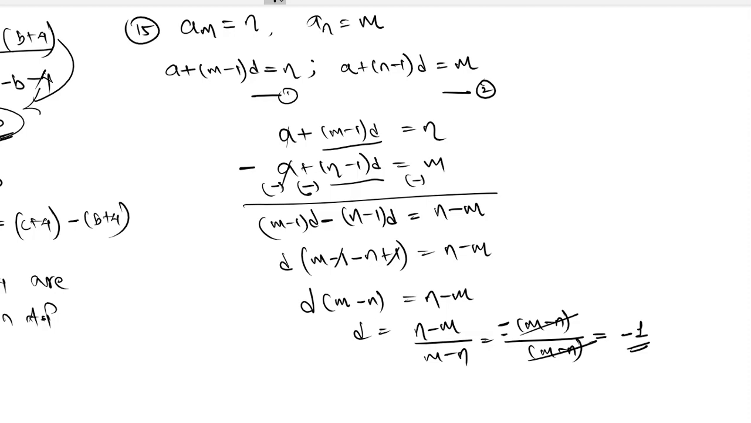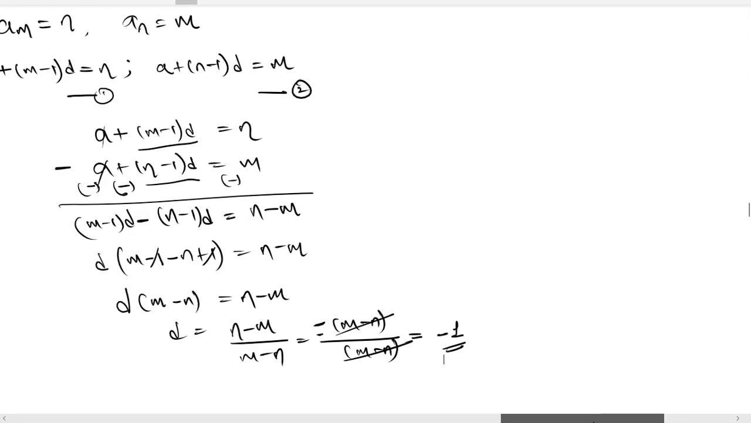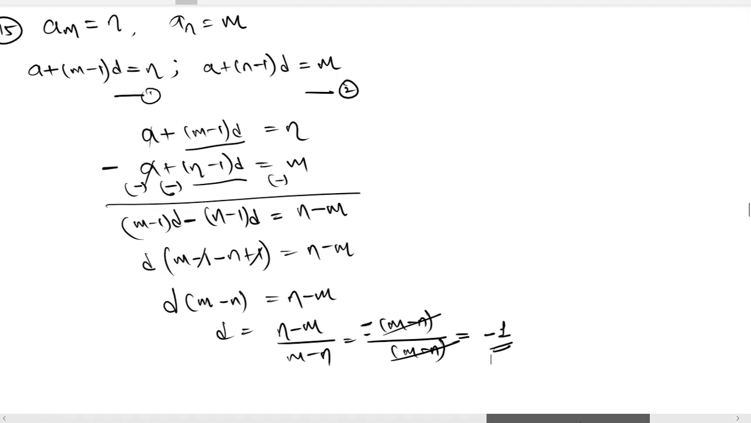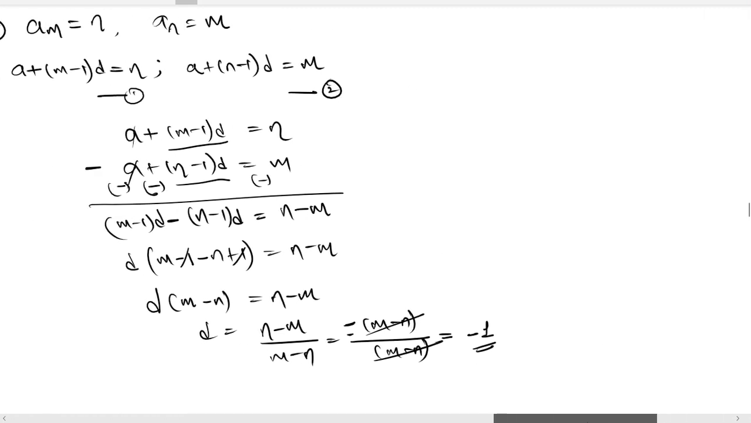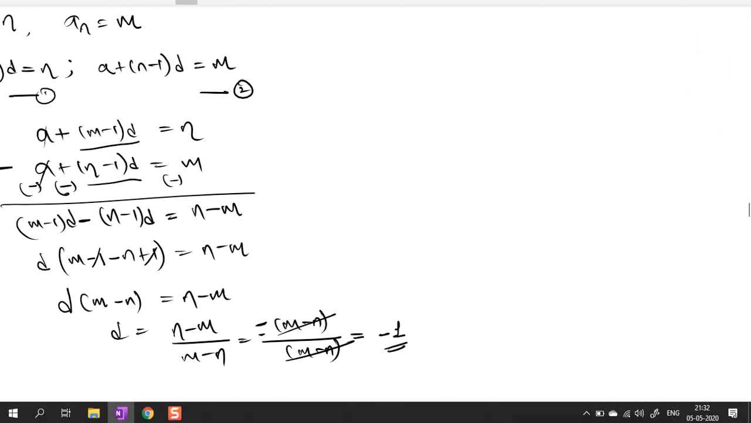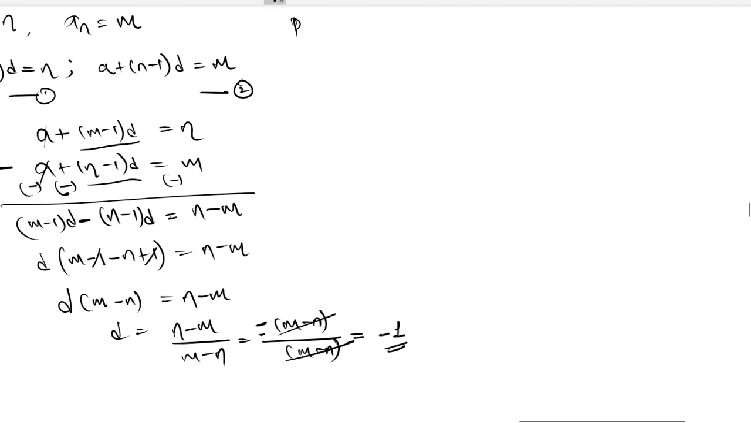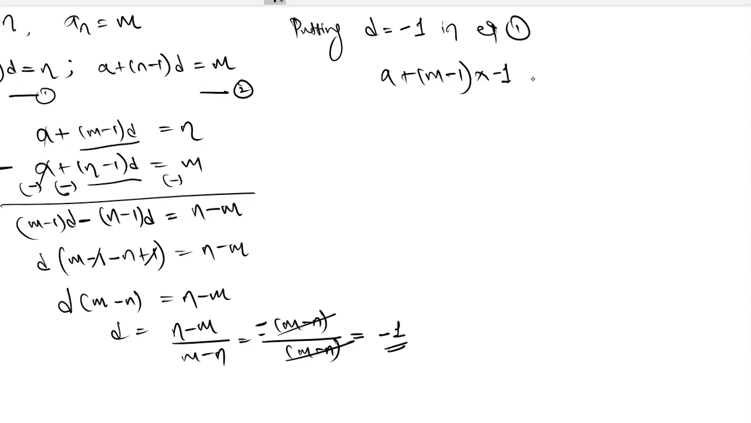What next? We have got D, so we can find A now. Let's see how to find A. This is getting interesting. We have to prove something. You remember? You have to prove what the rth term is. Let's find A first. So putting D is equal to minus 1 in equation 1. What is equation 1? A plus (m minus 1) into minus 1 in the place of D is equal to n. The mth term is n, right?